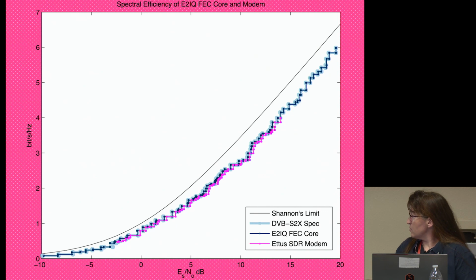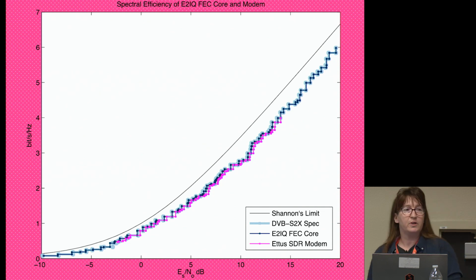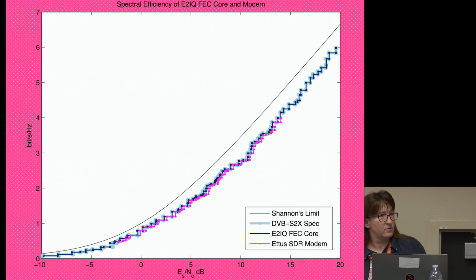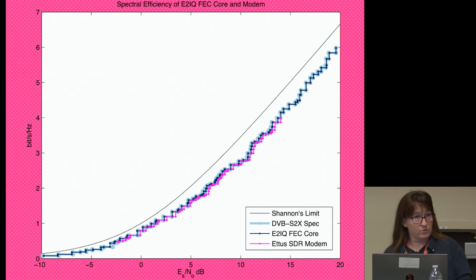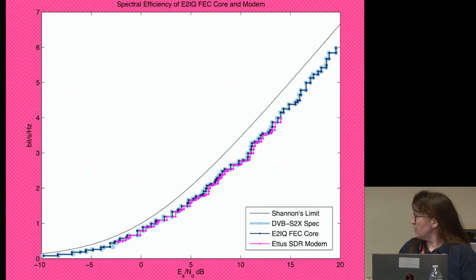Now, these little herky-jerky things are all the different combinations of modulations and all the different code rates in the DVB and DVB-S2X standard. You can see you've got lots and lots of choices there. And look how close it is.